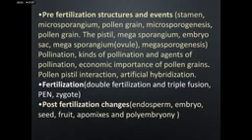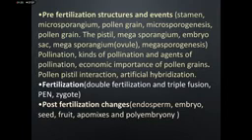There are three events that take place in the reproduction of a flower. They are pre-fertilization, fertilization, and post-fertilization changes. In pre-fertilization structures and events, you can study stamen, microsporangium, pollen grain, microsporogenesis, pistil, megasporangium, embryo sac, then ovule, megasporogenesis, etc. Then pollination, kinds of pollination and agents of pollination.